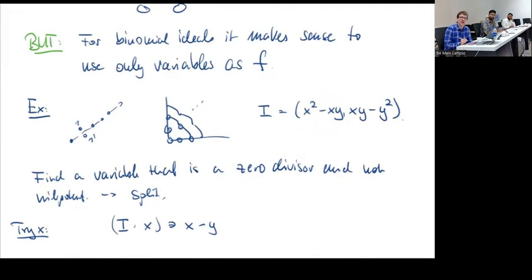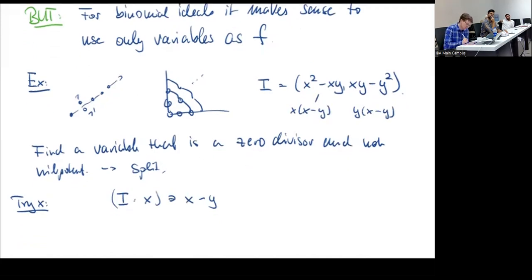Okay, but now if x minus y is there, this generator here is also divisible by x minus y. So I can factor those for you. This is x times x minus y. This is y times x minus y. This is how the generators factor. So if I put in x minus y additionally, both of these generators become redundant, so I don't need to write them anymore. In fact, I colon x is equal to x minus y.